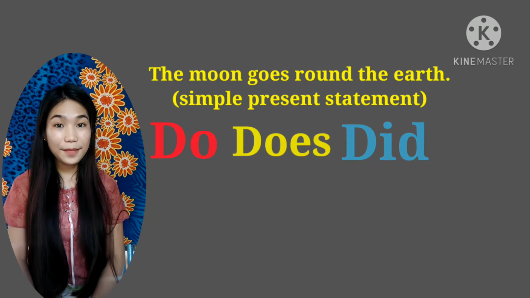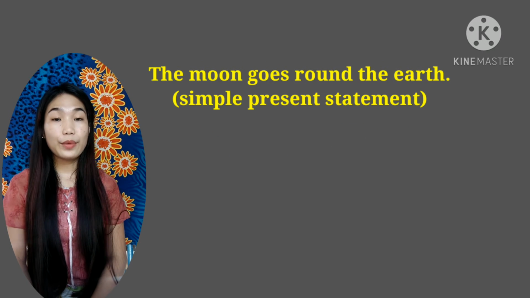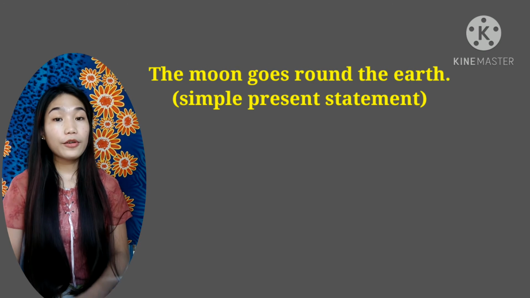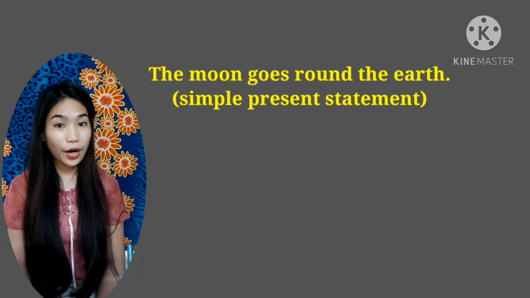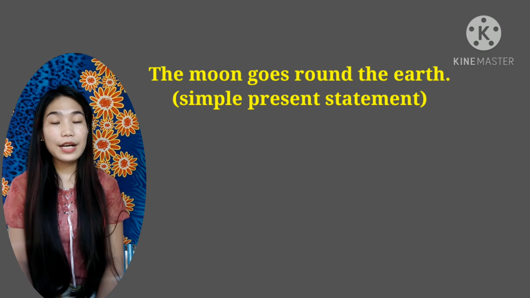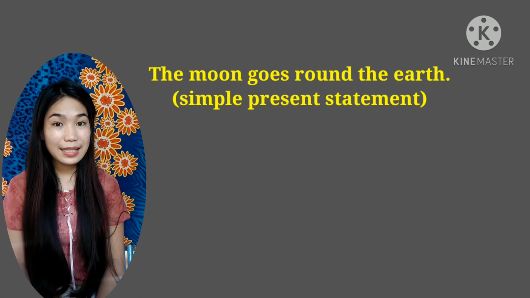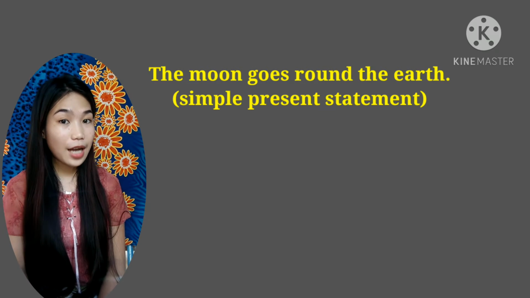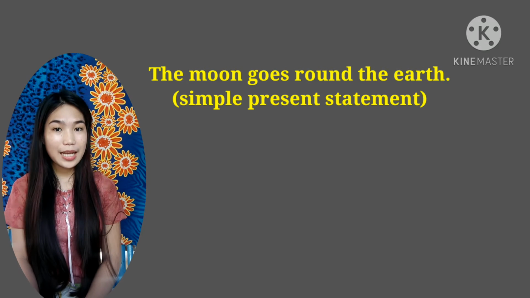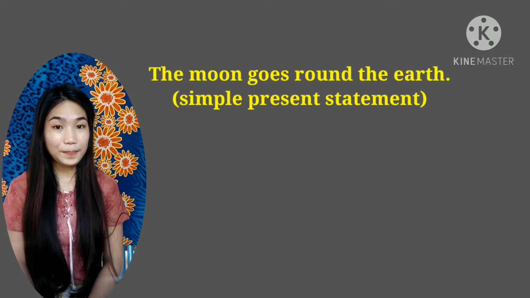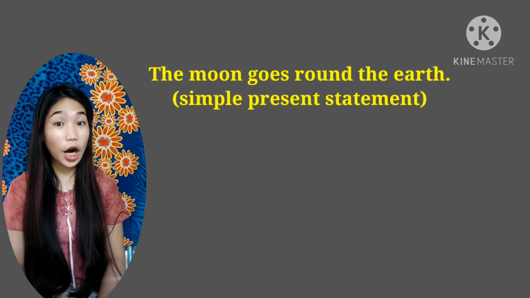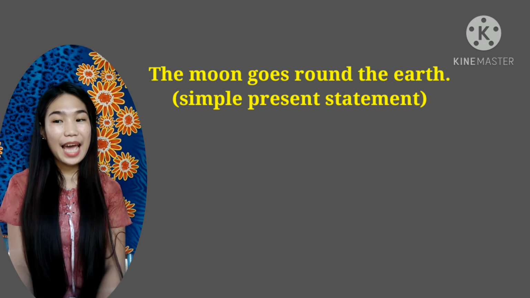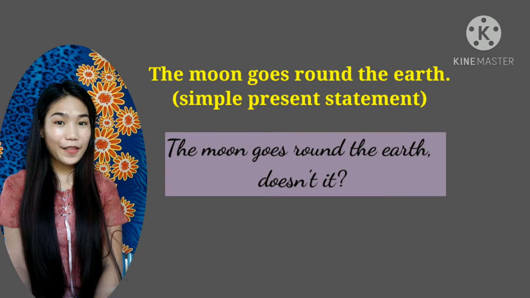So basing on our statement, the moon goes around the earth. As we observe, our subject there is singular, which is the moon, and it is in present tense. That is why what we're going to use is does. And since our statement is a positive statement, we're going to negate our tag question. Therefore, our whole statement will be, the moon goes round the earth, doesn't it?